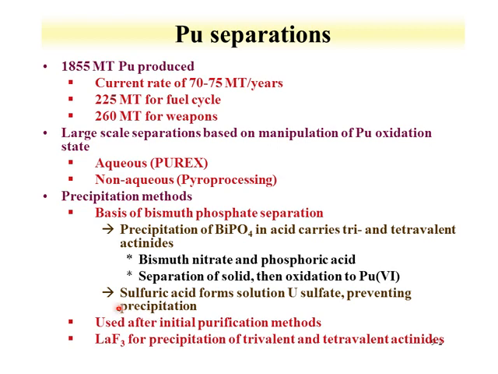And this method can be used after initial purification methods. For instance, the lanthanum fluoride precipitation for trivalent and tetravalent actinides can first be used to achieve a separation. Bismuth phosphate can then be used to further purify the material, and then an oxidation of the plutonium achieves a separation of the plutonium in this route.